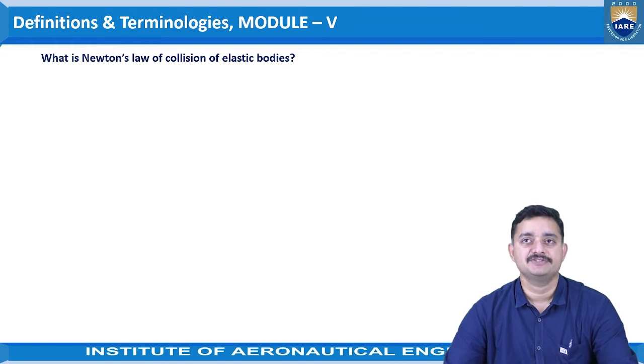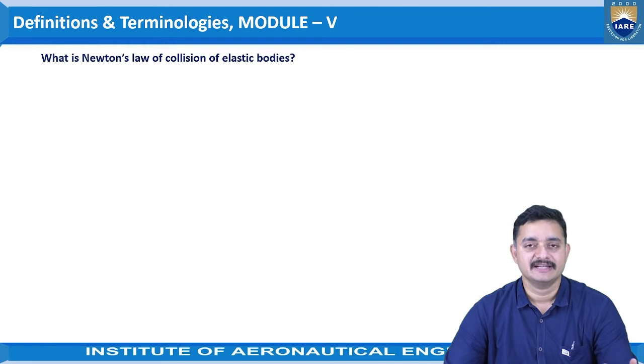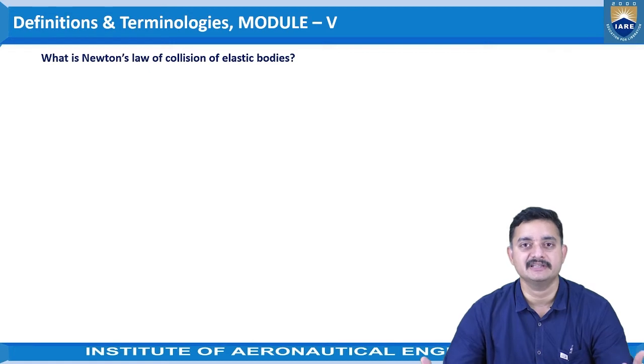Next one is, what is Newton's law of collision of elastic bodies? First we can understand what an elastic body is. Elasticity is the property of a material by which, when it is deformed, that means some deformation is created in the material, it reverts back to its original shape. So what would be the characteristic of the material that we are going to discuss?